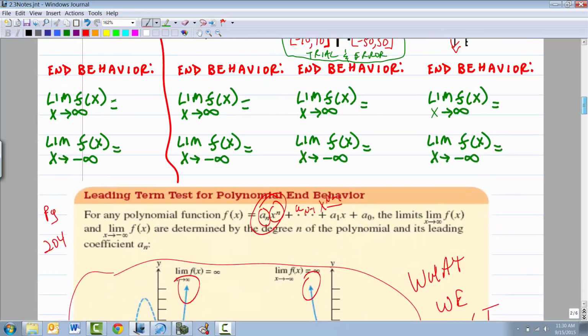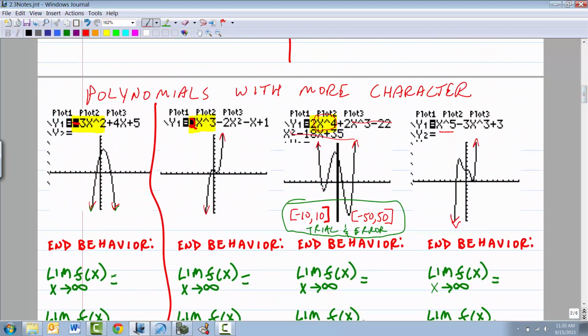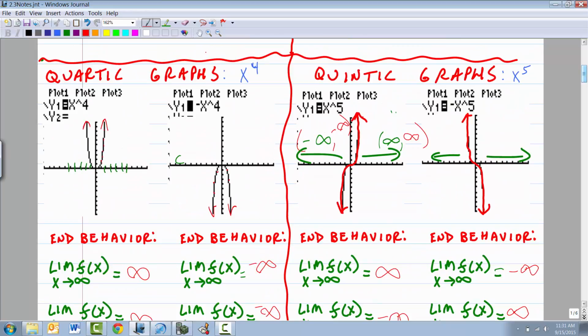Look at that third one. This one's a real special one. All right, 1, 2, 3. Hey, I should have said that. Look at how many directions there are. How many directions are there? How many increasing and decreasing parts are there? 4 total. Does that mean an x to the fourth always has 4 directions? Yes or no? No, because you forgot that the first one we did right there was an x to the fourth. How many directions does that have?